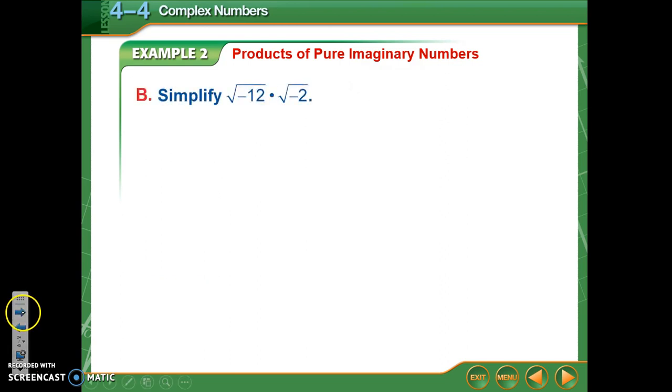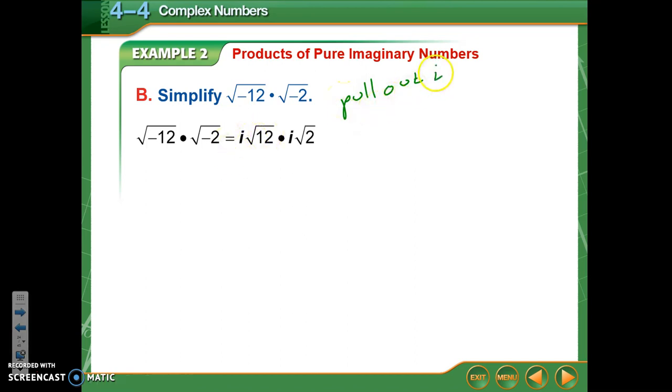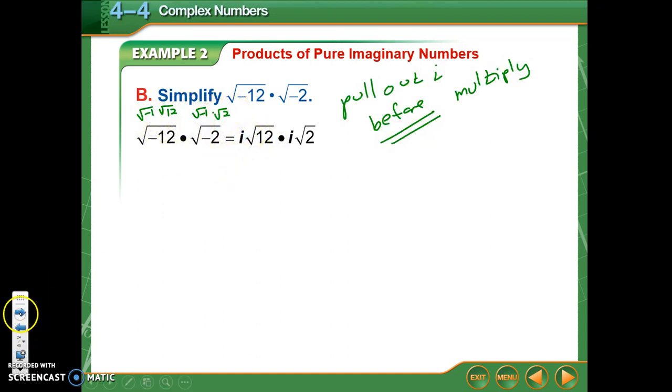All right, let's look at this one. The square root of -12 times the square root of -2. There's something very important here. Pull out the i's, or rewrite it with i's, before you multiply. You have to pull out the i's before you multiply. So the square root of -12 is the square root of -1 times the square root of 12. And this is the square root of -1 times the square root of 2. Square root of -1 is i. So this is i square root of 12 times i square root of 2.